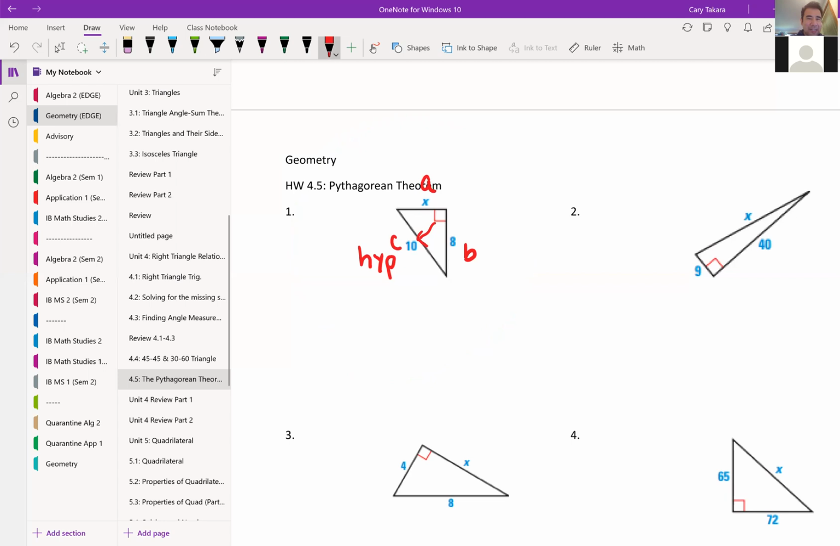So now let's set it up. A squared plus B squared equals C squared. So what is A? A is X, right? So you do X squared plus, what's B? 8 squared equals, what's C? 10 squared. Am I talking too much? So why don't you finish that? I'll give you 30 seconds. So what do you do after that?